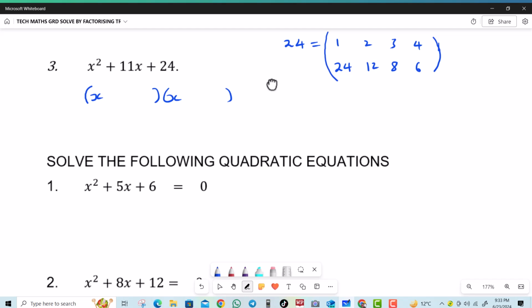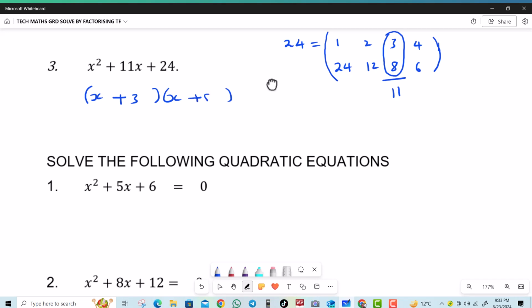Now, which of these factors, when you add, you get 11? So here we see that we are going to have what? The 3 and the 8. So in this case, because when you add, you're going to get 11, our answer is going to be x plus 3, and then x plus 8.